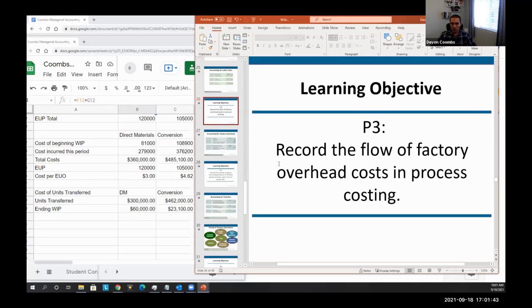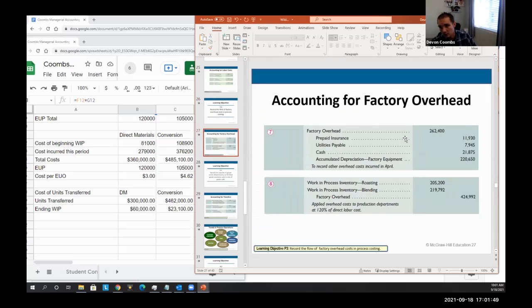And then the flow of factory overhead, we are going to be crediting the prepaid insurance, crediting the utilities payable, the cash and accumulated depreciation. These are all factory overhead costs, and then we debit the factory overhead. And then as we apply the factory overhead, we credit the factory overhead account and we apply it to the inventory departments, either the roasting or blending department.